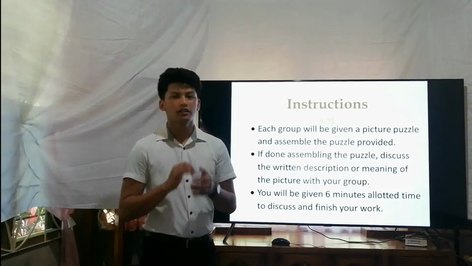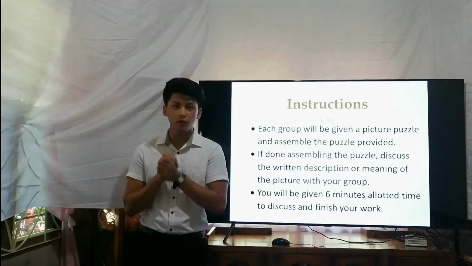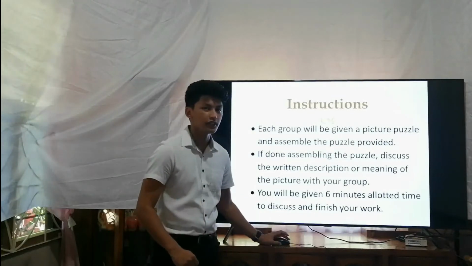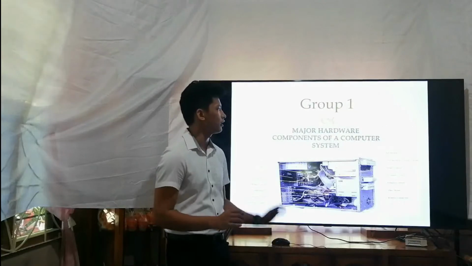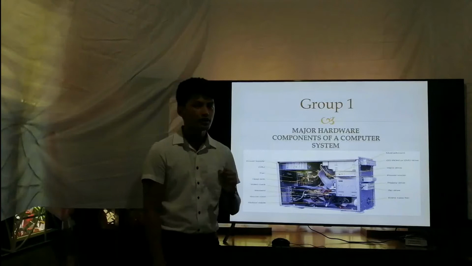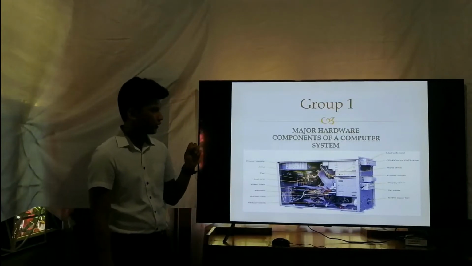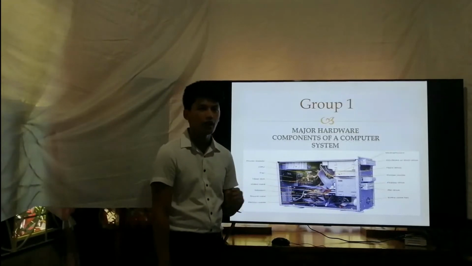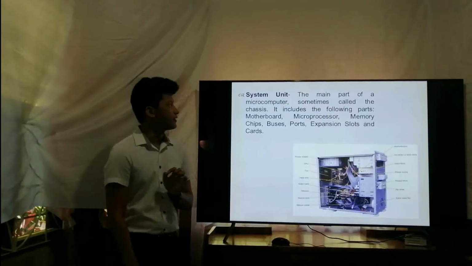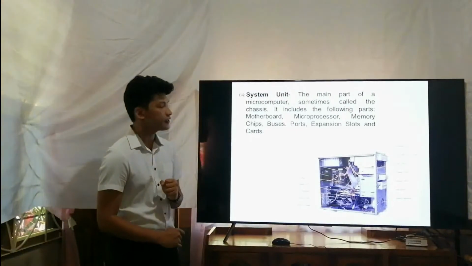Okay, class, you've done good work. Let us go back to the discussion of the groups. Let us clarify all the information. Group 1 discussed hardware components of a computer system. As you can see in the picture, we have here an example of a hardware component. Group 1 discussed the system unit.